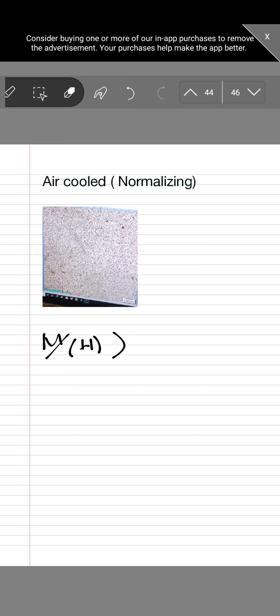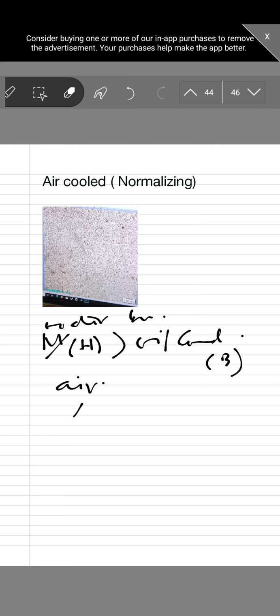Water cooled hardness is more than oil cooled hardness, which has formation of bainite, and air cooled has only formation of ferrite and Fe3C. The hardness is the least, and you can also see there is formation of alpha, which is also an indication that the hardness gets reduced.